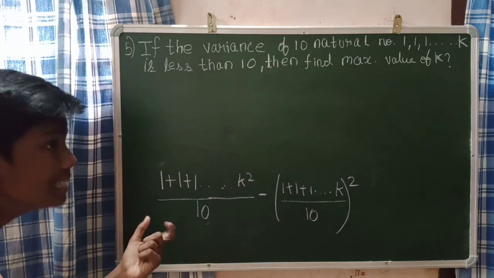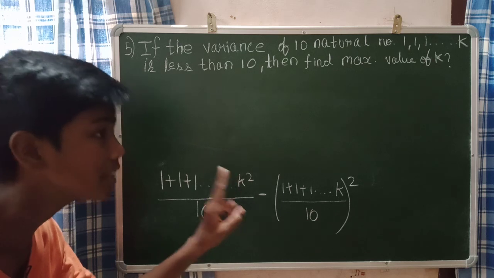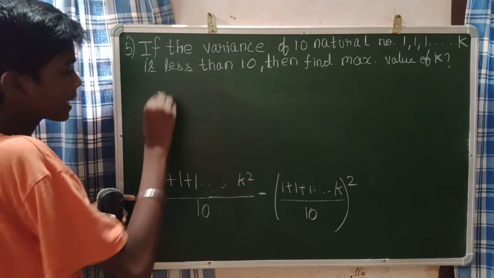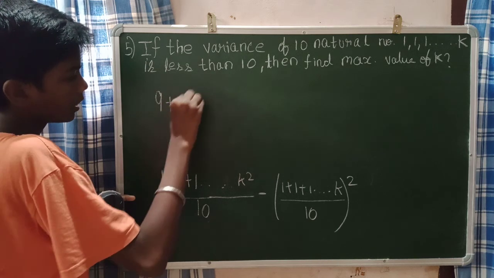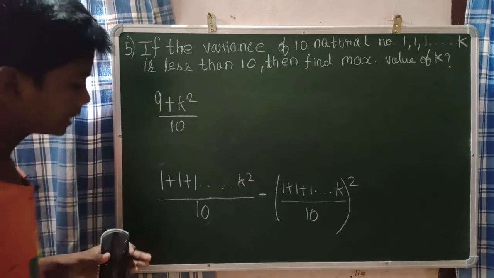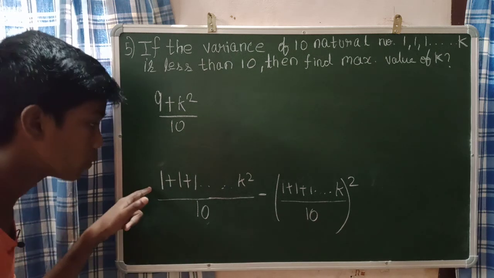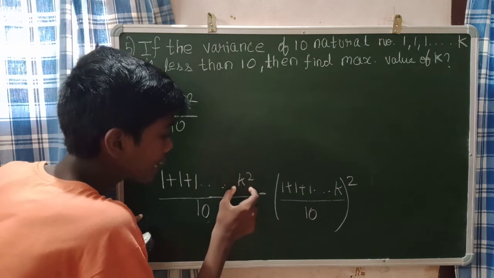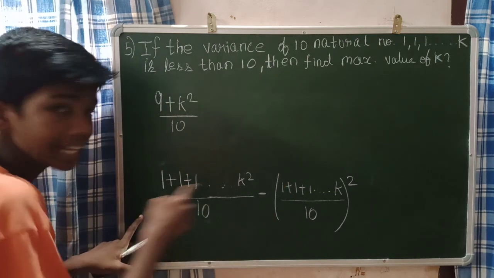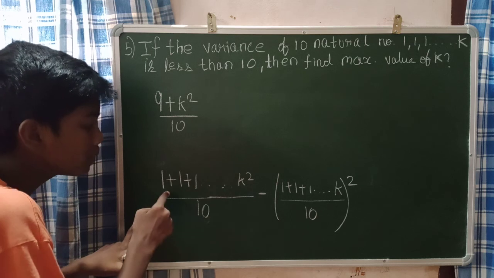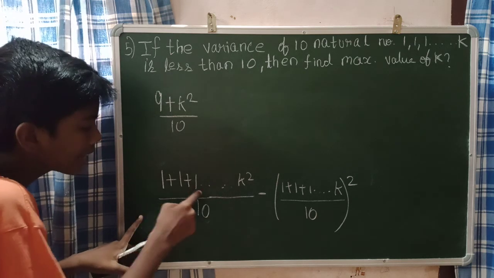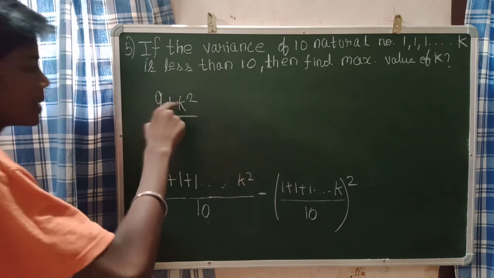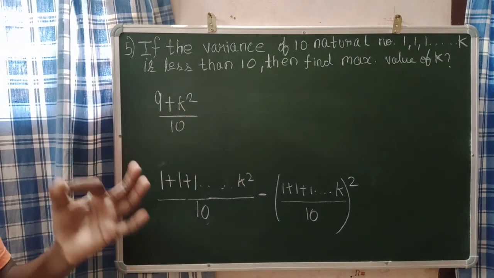Here, this 1 is repeated 9 times, but this k square is only 1 time. As your 1 is repeated 9 times, I can write this as 9 plus k square divided by 10. Because there are total 10 elements. Out of 10 elements, k square is 1 element and the remaining 9 elements are 1 only. So I wrote it as 9 plus k square, because 1 added up 9 times will be 9 only.